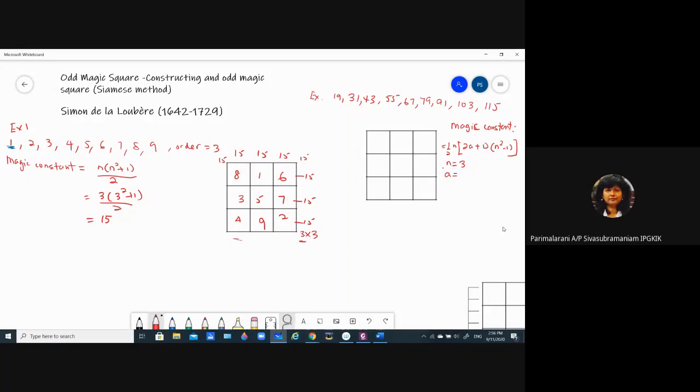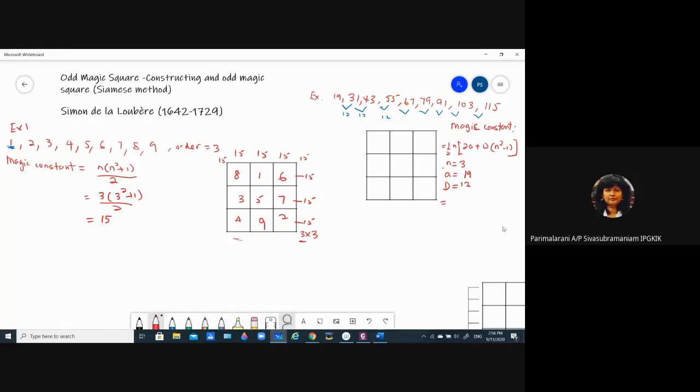A is the first integer. What is A? 19, yes. D is the difference between the numbers. 31 minus 19, 12. 43 minus 31 is 12. So you must check. If you find the difference for all the numbers here, you will find that it is 12. So D is 12. Okay, now we put into our formula.